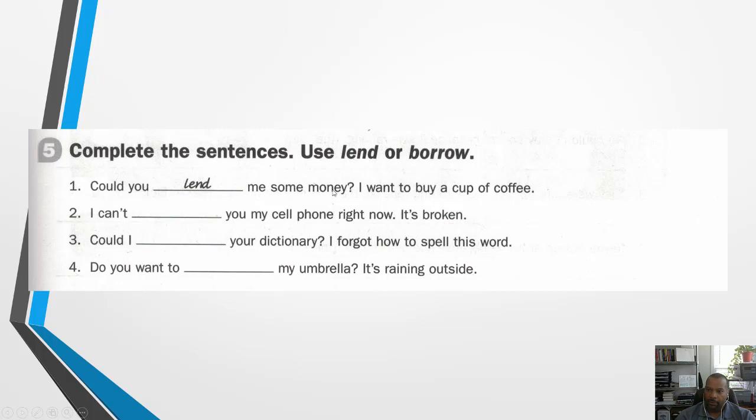Okay, so for most of these it looks like we're talking about present tense. The first one is done for us. Could you lend me some money? I want to buy a cup of coffee.